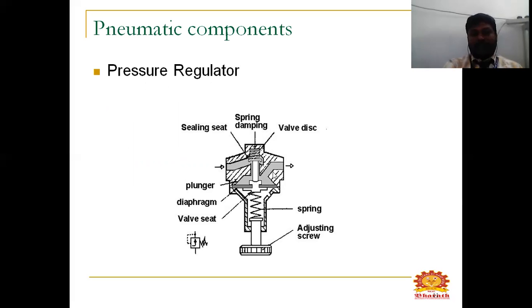See here, this is a pressure regulator, where for adjusting you have adjusting screws, springs, seated valves, diaphragms and plungers. This is the inlet port, this is the spring, and this is the valve disc. If you adjust the screw, this position opens and the fluid easily goes to the outlet, and if you tighten it, it will be fully closed. This is a pressure regulator, and you can adjust the pressure according to your requirement.